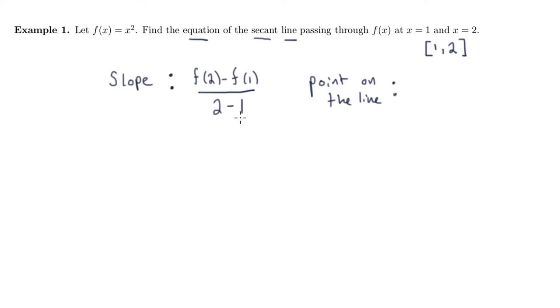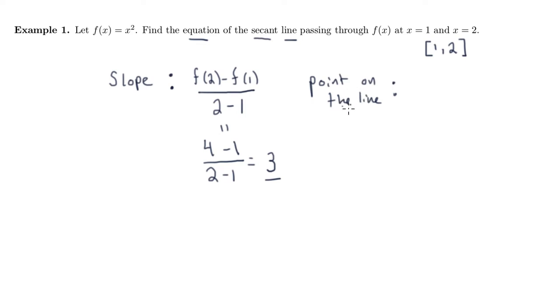That's the equation for the average rate of change of a function over an interval, which is the slope of the secant line. Okay, so what is this? Well, f of 2 is just 2 squared. So 4 minus 1 divided by 2 minus 1 is, okay, 3 divided by 1. So 3. So the slope is 3.